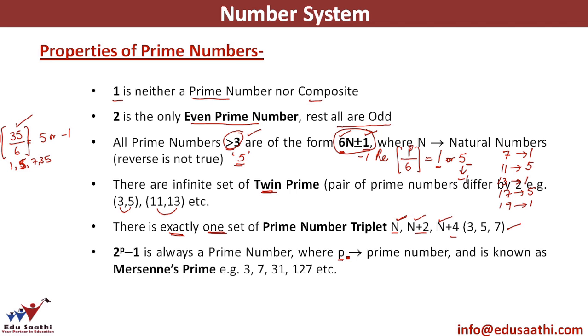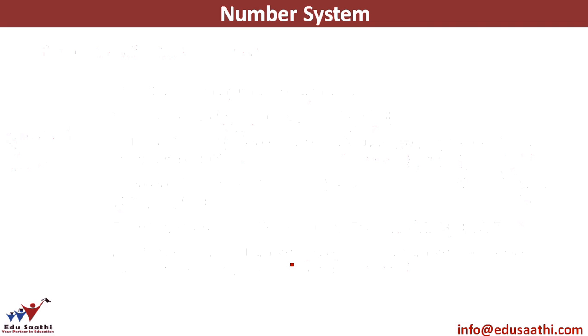So if I look at 2 raised to power 5 minus 1, which is 31. 2 raised to power 6, I can't take 6 because 6 is not a prime number. So if I look at 2 raised to power 7 minus 1, it is 127. It is again a prime number. So 2 raised to any prime number minus 1 would give me a prime number.